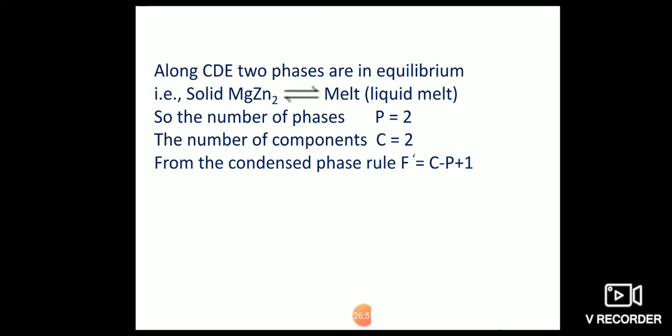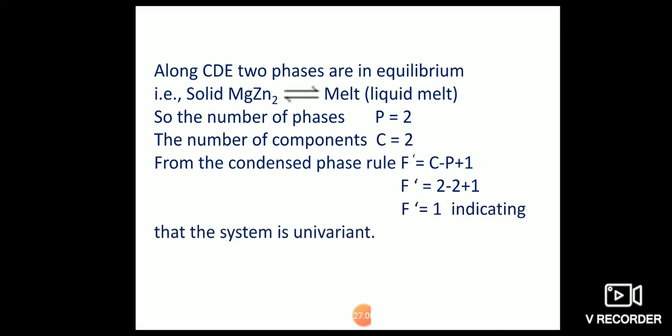Number of phases 2. Number of components, two formulae are required, Mg and Zn. Two formulae are required to denote all the phases in the system, because the melt is containing Mg and Zn. From the condensed phase rule, F dash is equal to C minus P plus 1. F dash is equal to 2 minus 2 plus 1. F dash is equal to 1, indicating that the system is univariant.